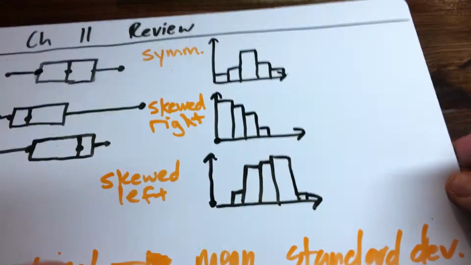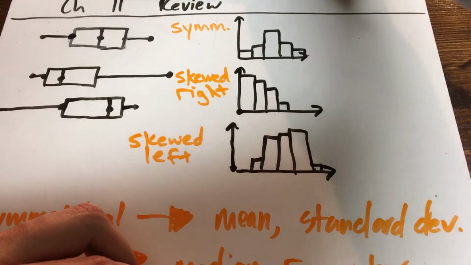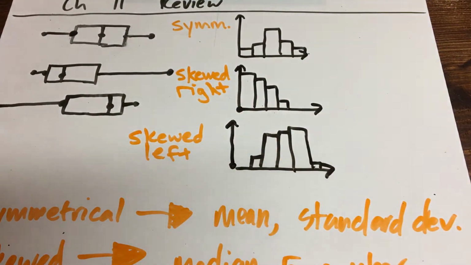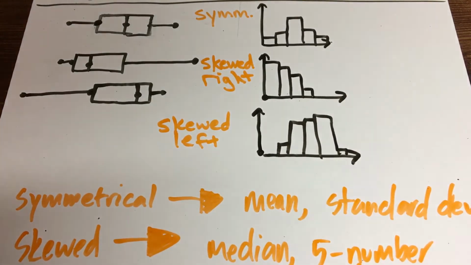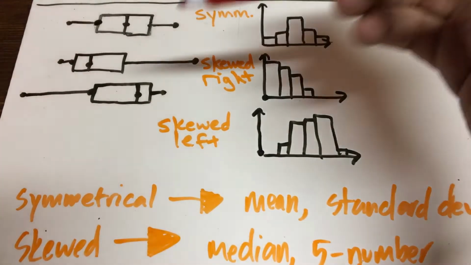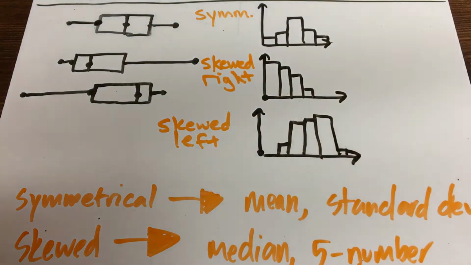The second half, I think we're about halfway through here. The second half of my boards are going to talk about the shapes of distributions. You all remember what these look like, right? I've got box and whisker plots on the left. It's going to have you match up box and whisker plots.